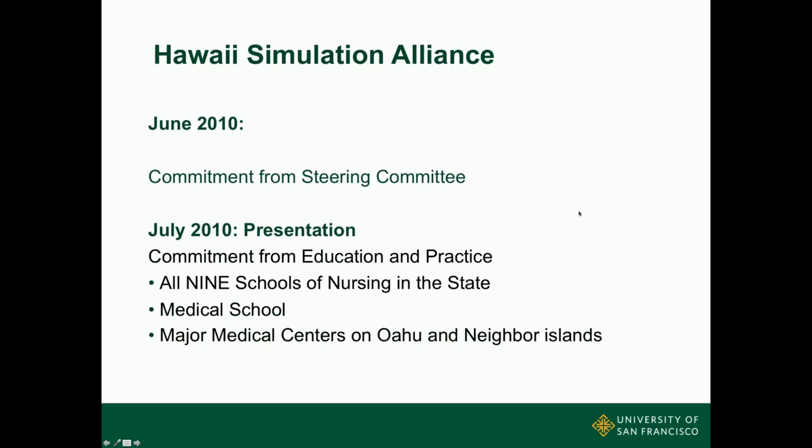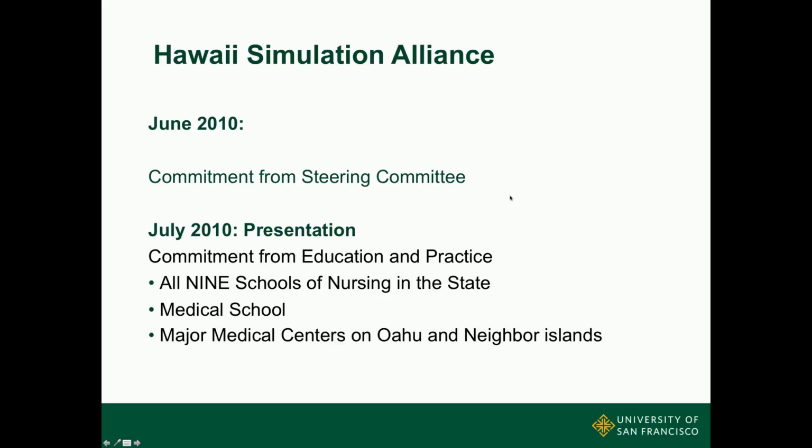And then we have Hawaii. And in 2010, Hawaii started. They formed a steering committee. They got commitment from both education and practice. And it's a small state. They have 9 schools of nursing. They have 1 medical school. And their major medical centers are on Oahu and the neighboring islands.